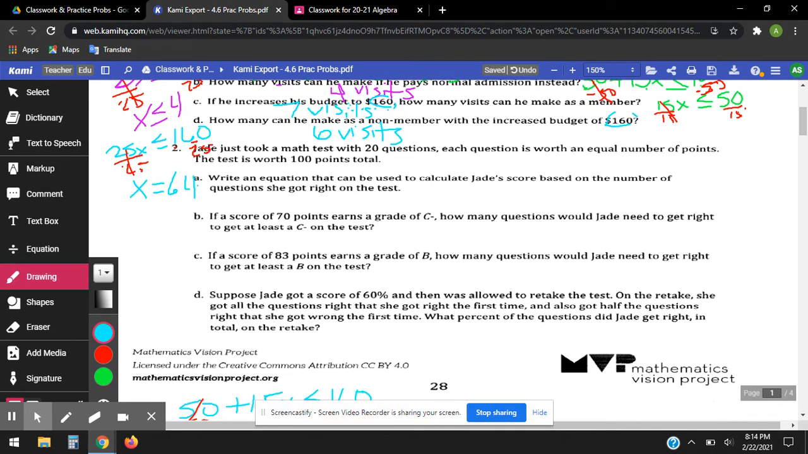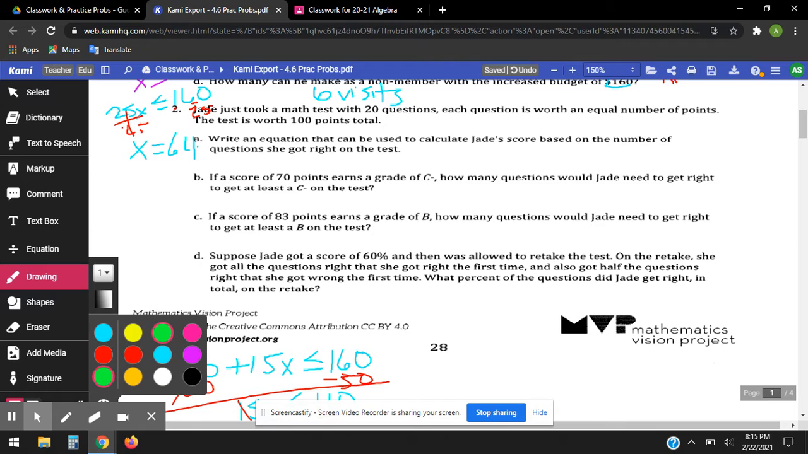All right, 2. Jay took a math test with 20 questions. Each question is worth an equal number of points. Test is worth 100. So write an equation that can be used to calculate Jade's score based on the number of questions she got right. So with 20 questions, and each is worth an equal amount, we know that there's basically 5 points per question, right? 100 divided by 20 equals 5 points each.